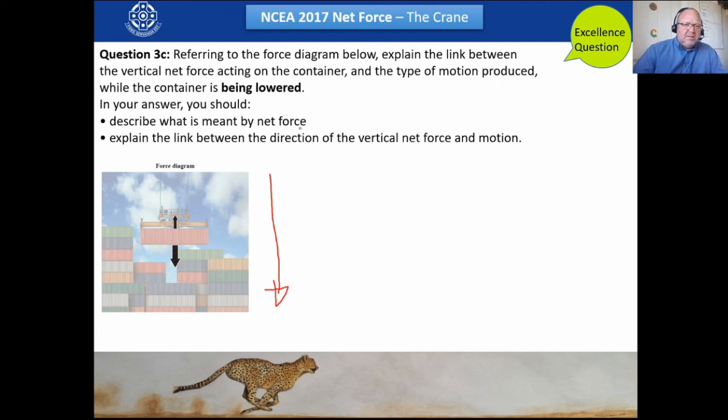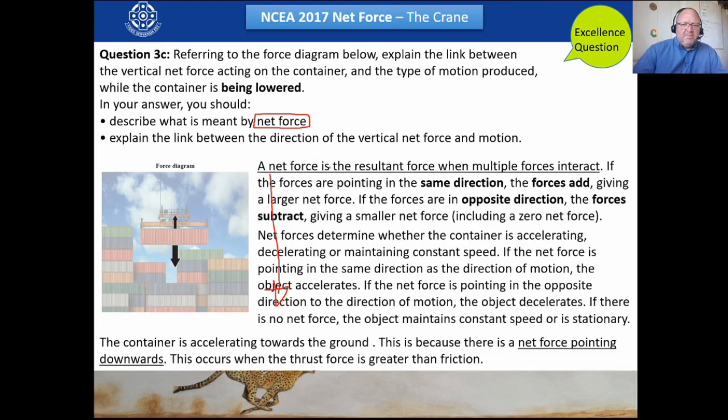Also, describe what is meant by net force. We've talked about that definition a lot now. So net force is the resultant force. When they are opposite to each other, you subtract them. When they are in the same direction, you add them. So net force determines whether the container is accelerating, decelerating, or maintaining. If the net force is pointing in the same direction as the direction of motion, the object accelerates. If the net force is pointing in the opposite direction, the object decelerates. If there is no net force, the object maintains at a constant speed or is stationary.